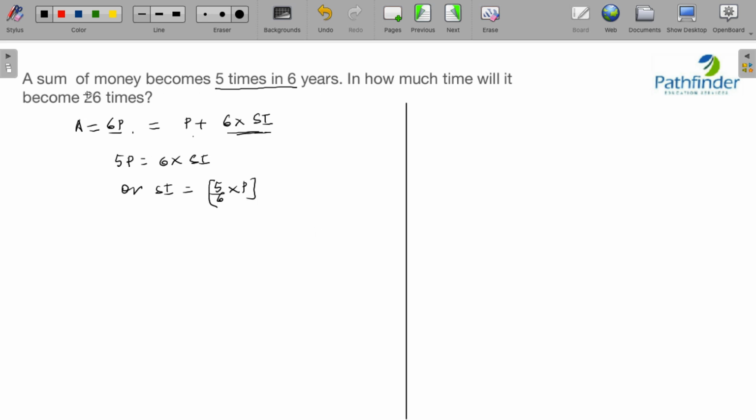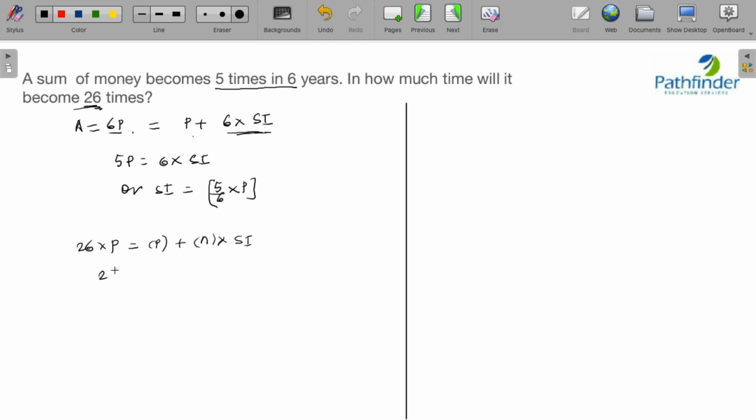Now we want the amount to become 26 times. So the first thing that should come to your mind is, what should be the amount? If the amount has to become 26 times, it means that the total must be 26 times the principal, which is equal to principal plus n multiplied by simple interest for 1 year, where n is the number of years after which the amount becomes 26 times the original principal.